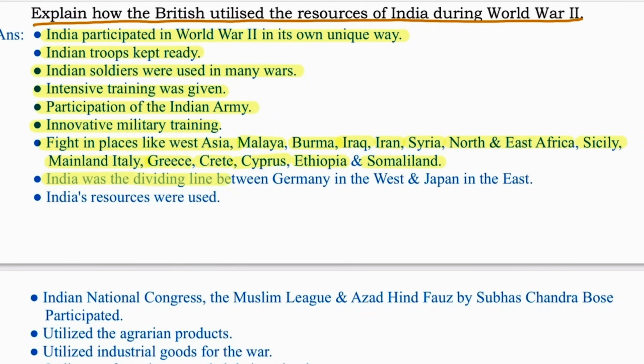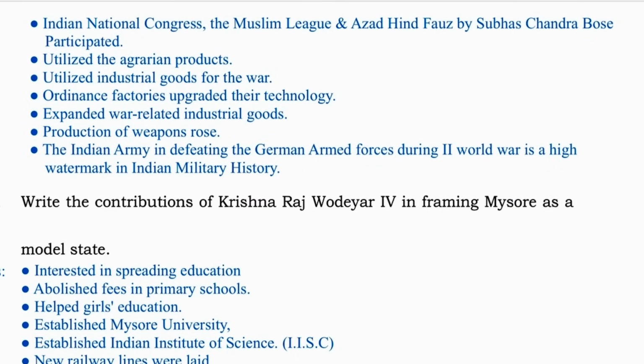India was the dividing line between Germany in the west and Japan in the east. India's resources were used for this war. The Indian National Congress, the Muslim League, and the Azad Hind Fauj by Subhash Chandra Bose participated. Agrarian products and industrial goods were utilized for the war. Ordinary factories upgraded their technology and expanded war-related industrial goods. Production of weapons rose. The Indian Army's role in defeating the German armed forces during World War II is a high watermark in Indian military history.